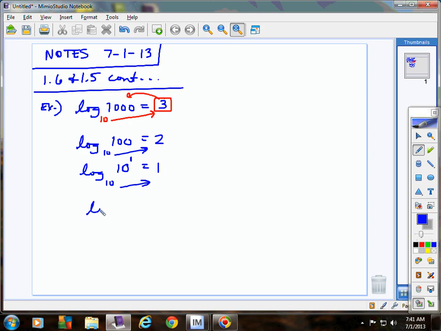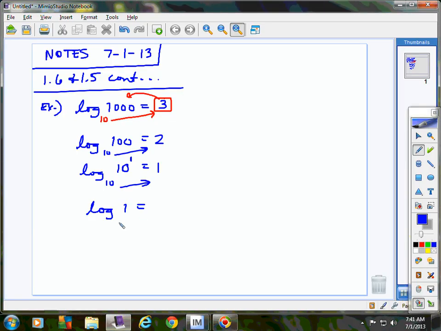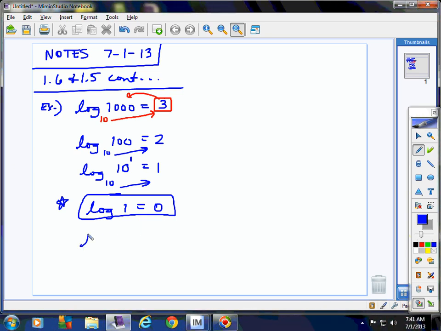All right, log of 1, 10 to what would make 1? 0. So that's one just to remember. You probably remember it from pre-cal. Log of 1 is 0.